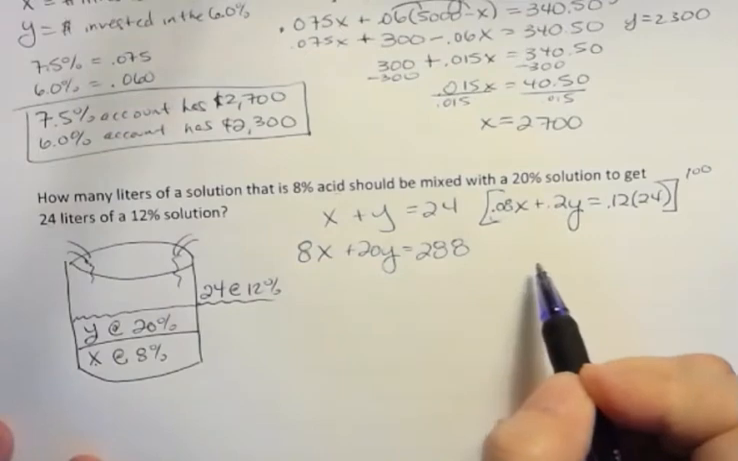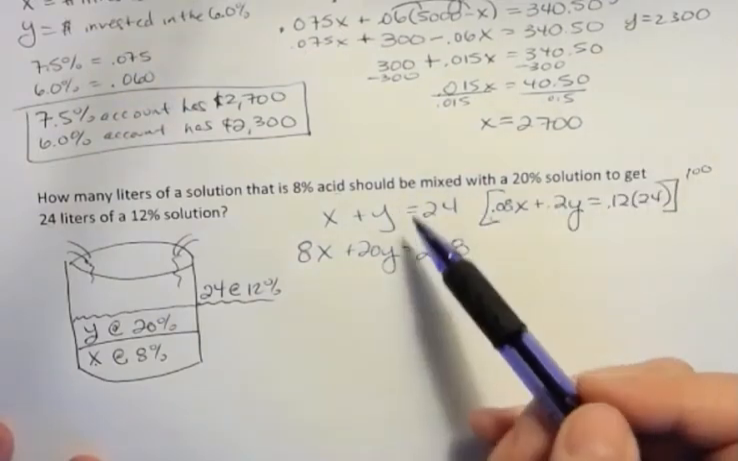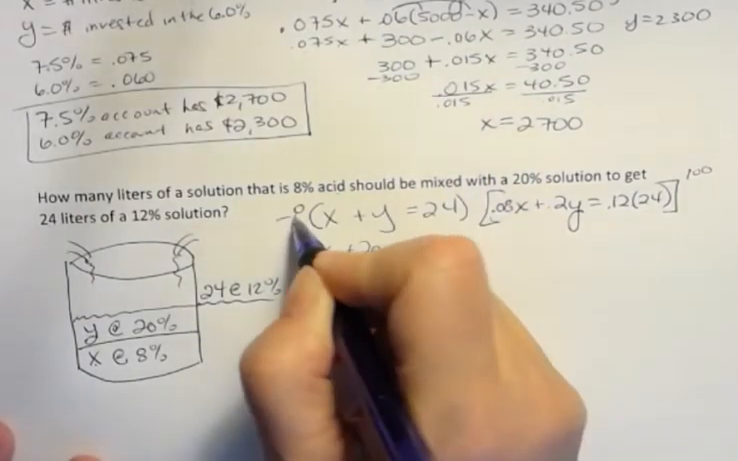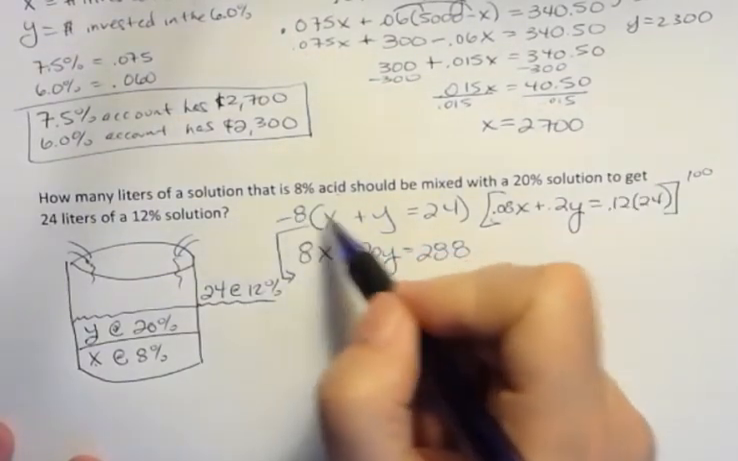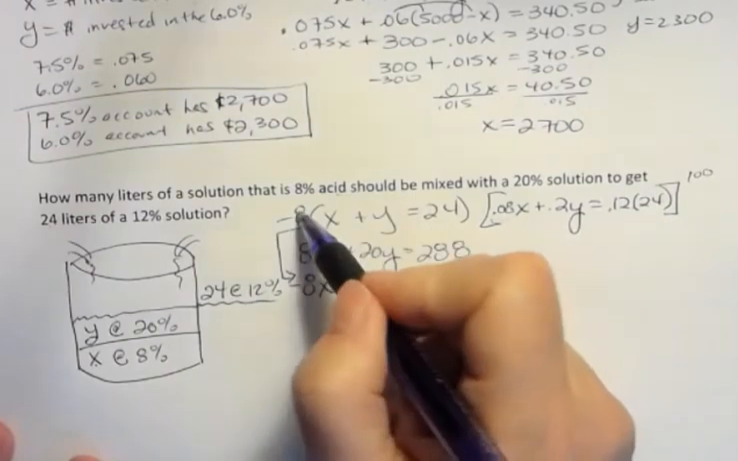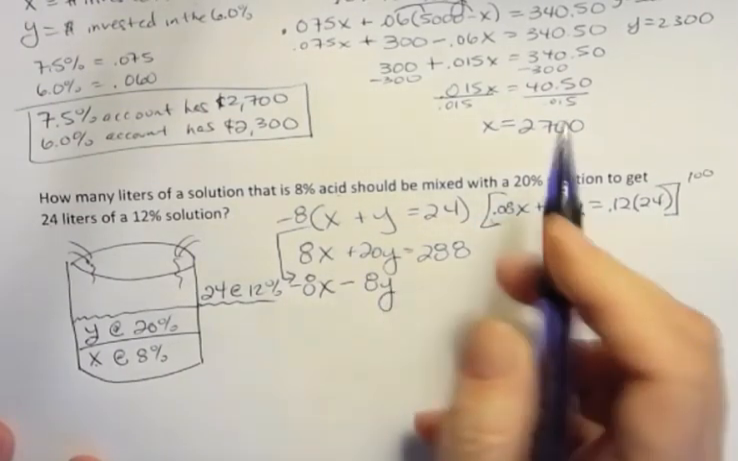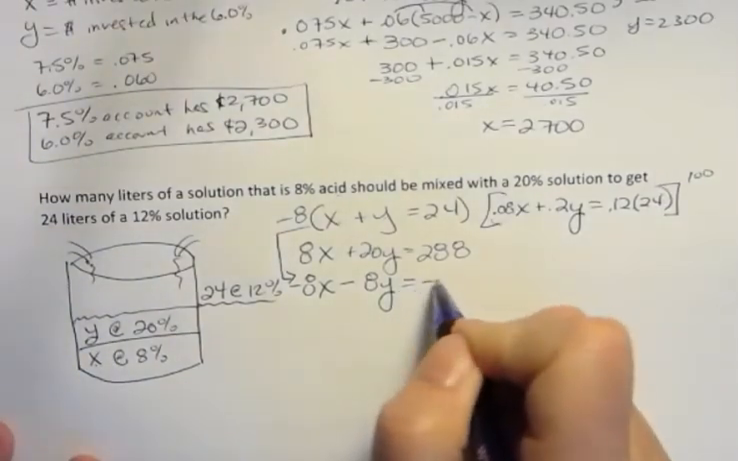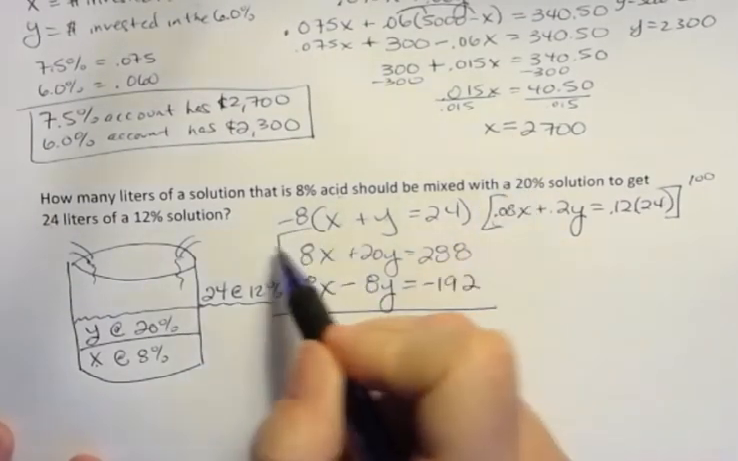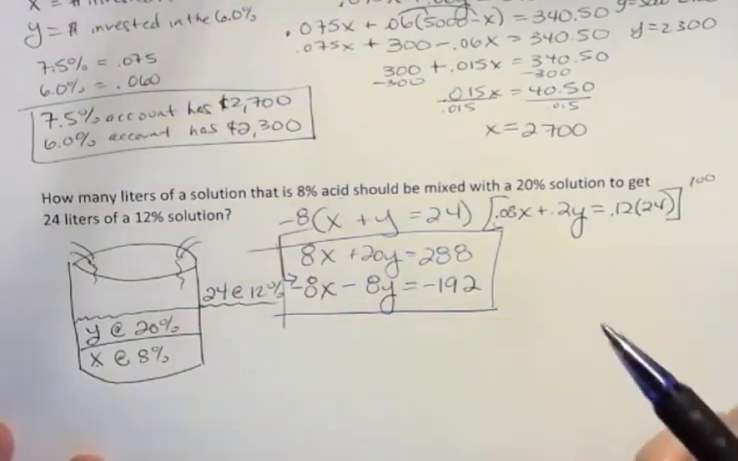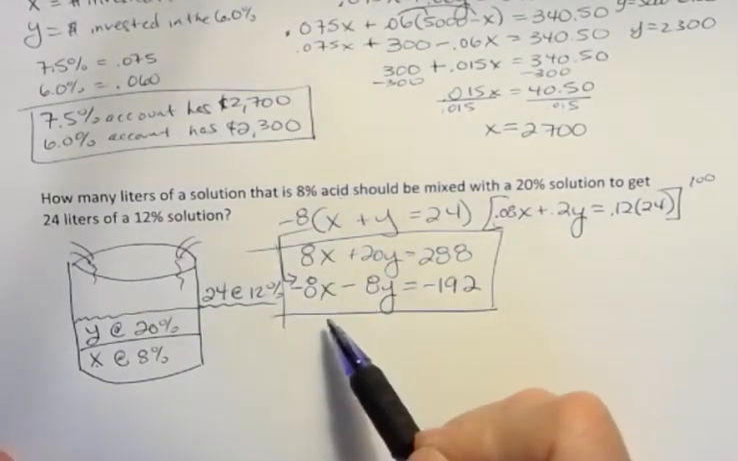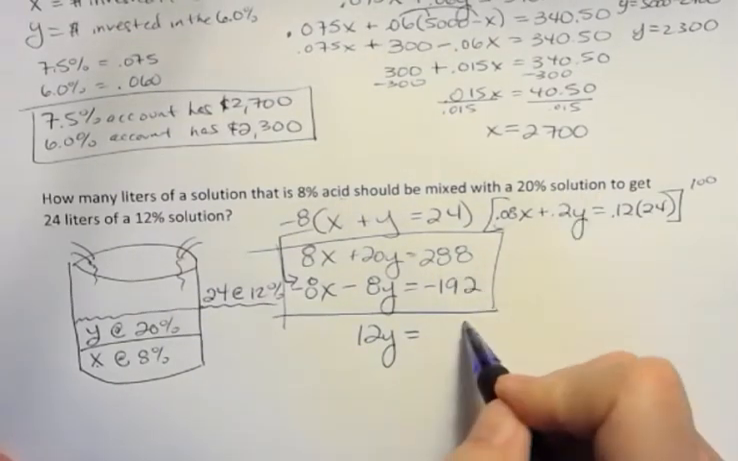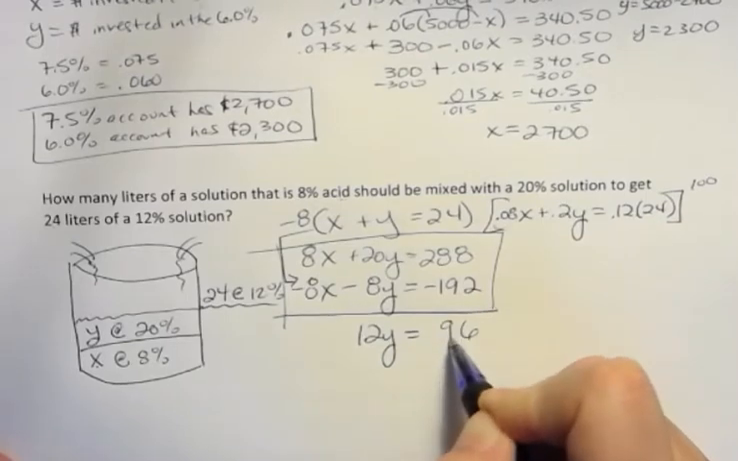Now I want to add these two together, but nothing would eliminate. I'm not doing substitution this time, I'm doing elimination, but you could use whichever method. So I want to multiply this top equation by -8 and then put it down below here. So -8 times x is -8x, -8 times y is -8y, and -8 times 24 is -192. Now I'm adding these two equations together. I don't care about that top equation. I multiplied it by -8 so that I could eliminate these variables. So that goes away, and I get 12y, and 288 minus 192 is 96.